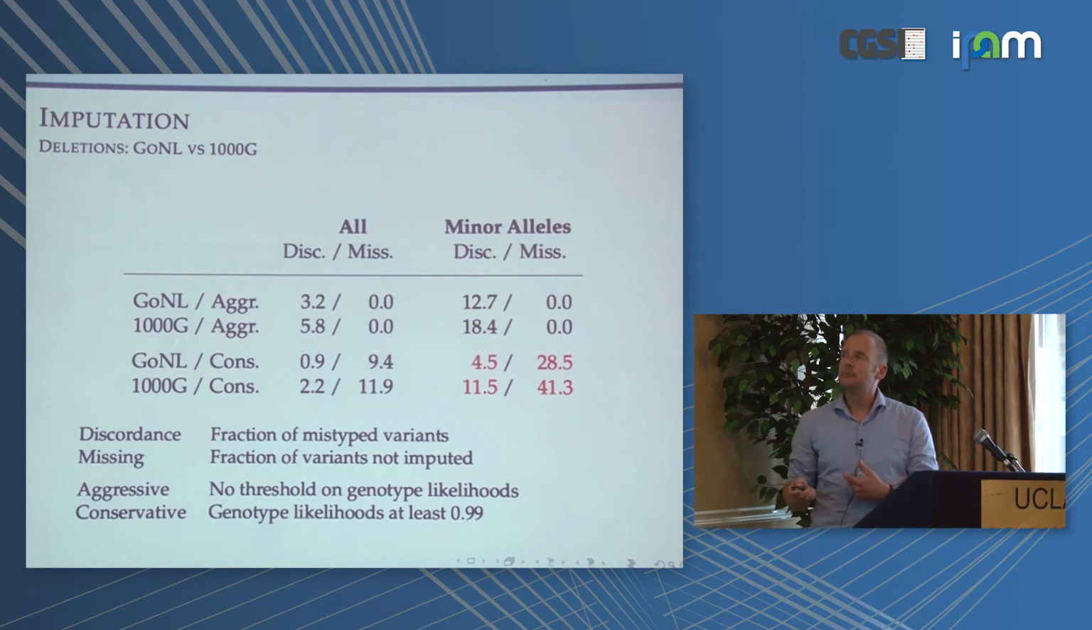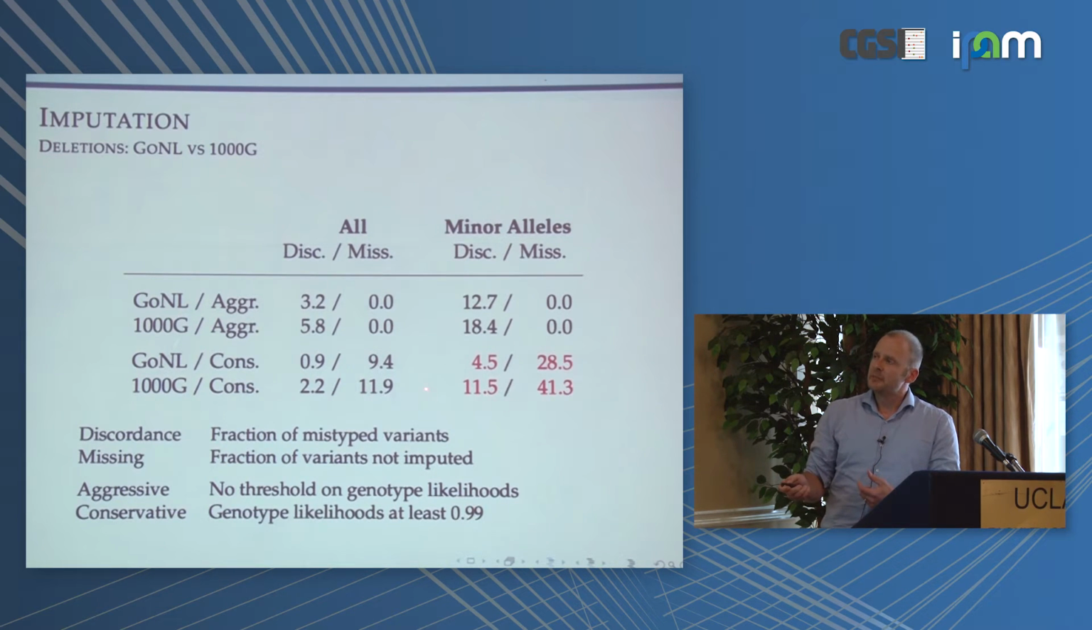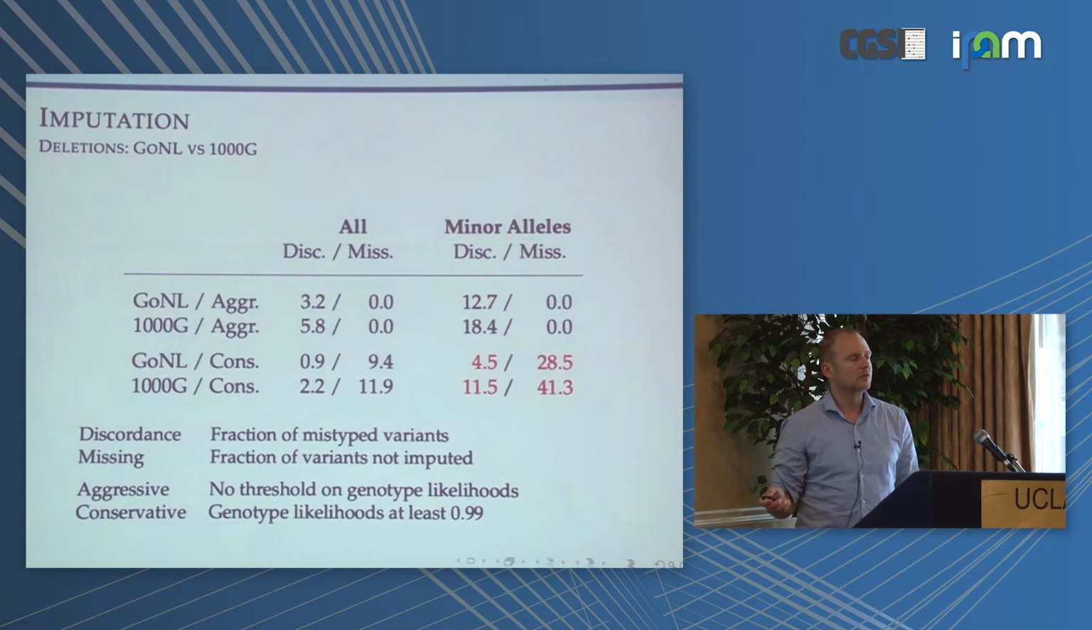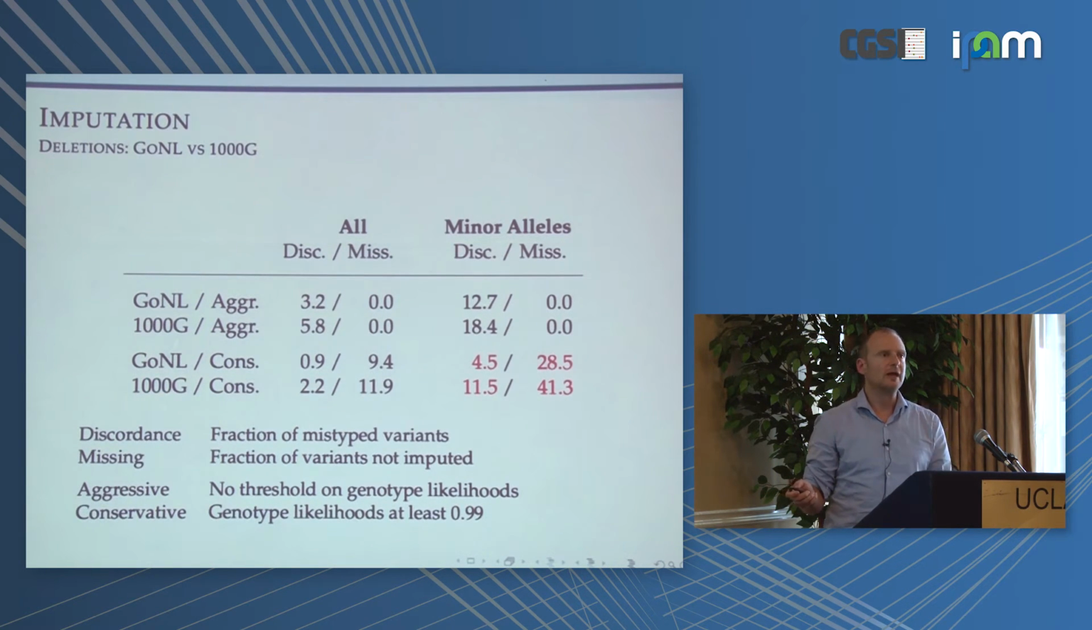The discordance is the fraction of genotypes that were wrong in comparison with the ground truth. In particular, in this part here, we only consider the alleles which have a below-average allele count in the reference panel.